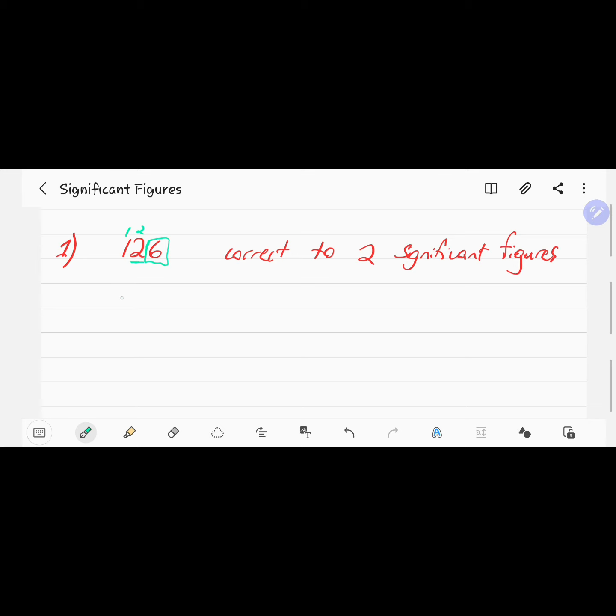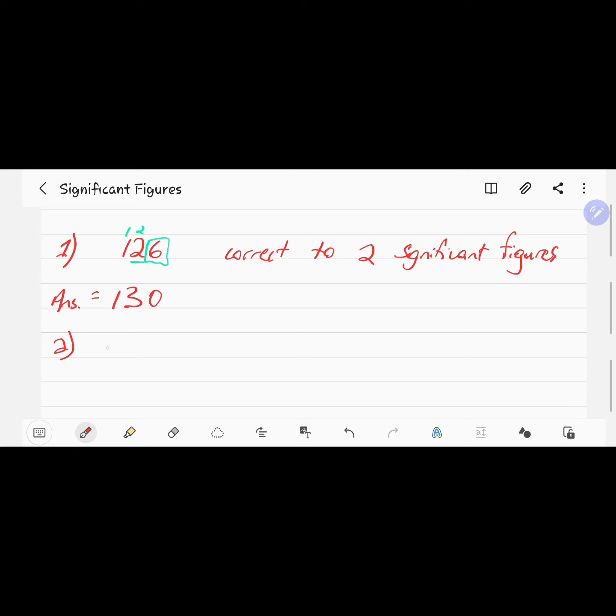So we will now have 1, 3, because when we add the 1 to the 2, we get 3. But we can't just write it as 13. So we put a 0 as our placeholder. And our answer now becomes 130. So 126, correct to two significant figures, becomes 130. That's our answer. Let's do another example.